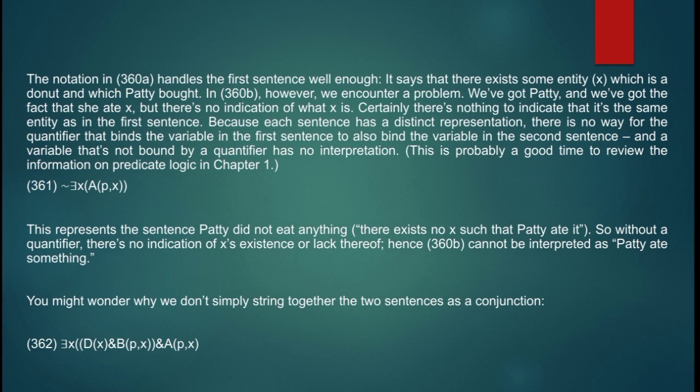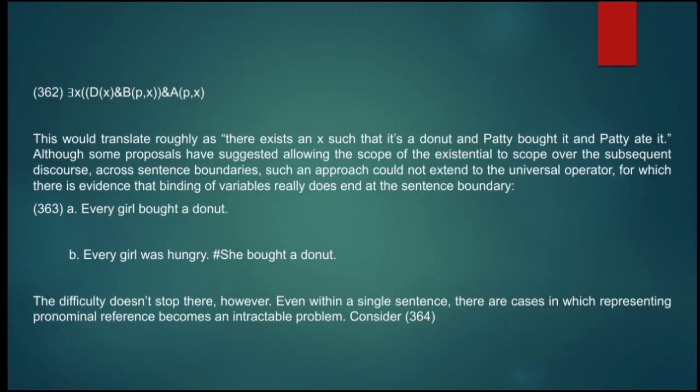So you might wonder why we don't simply string together the two sentences as a conjunction. So as a translation of 362, there exists an x such that it's a donut and Patty bought it and Patty ate it. Although some proposals have suggested allowing the scope of the existential to scope over the subsequent discourse across sentence boundaries, such an approach could not extend to the universal operator, for which there is evidence that binding of variables really does end at a sentence boundary.